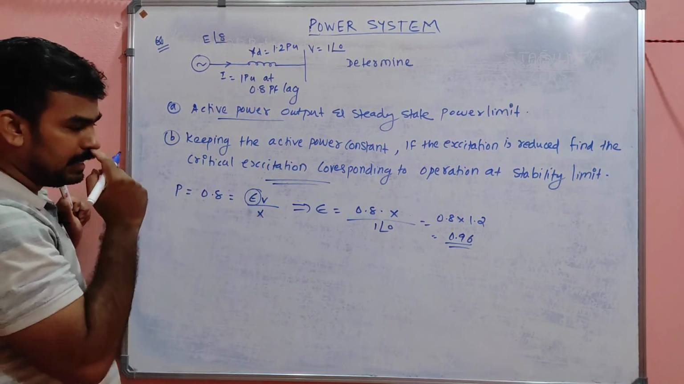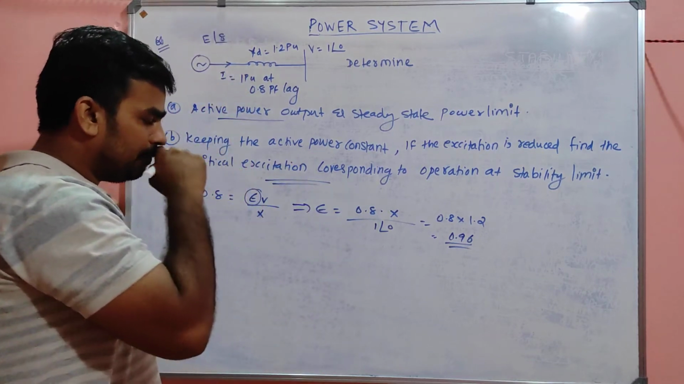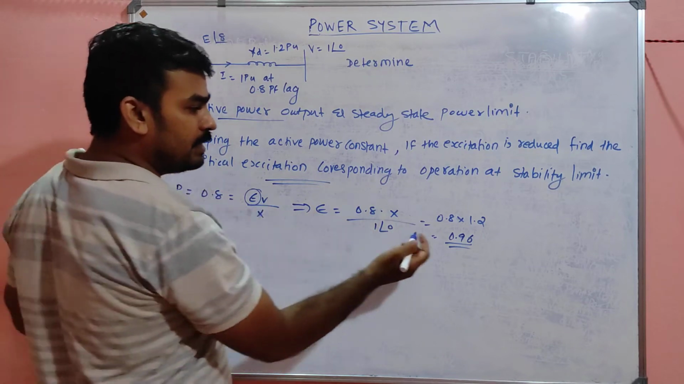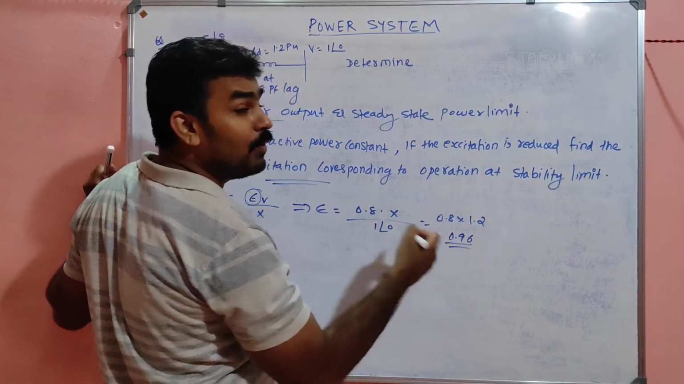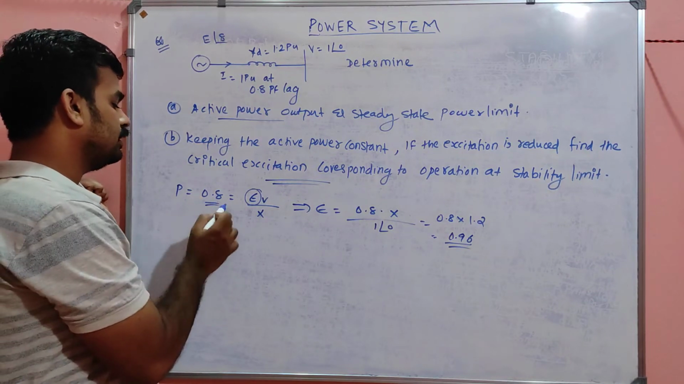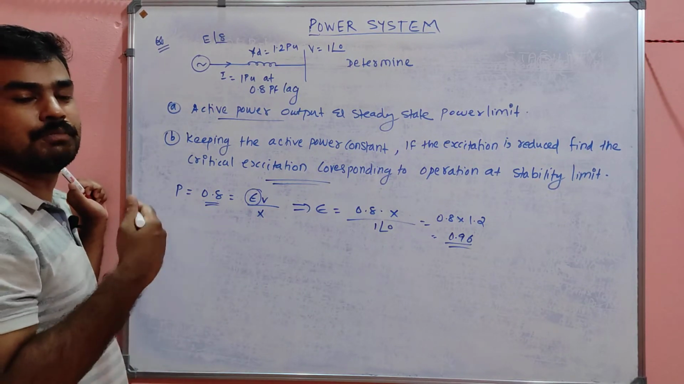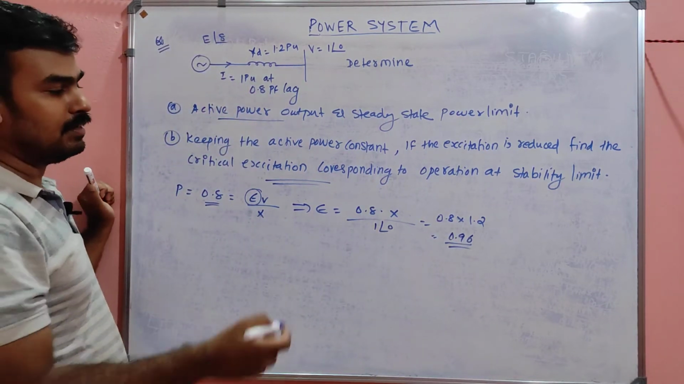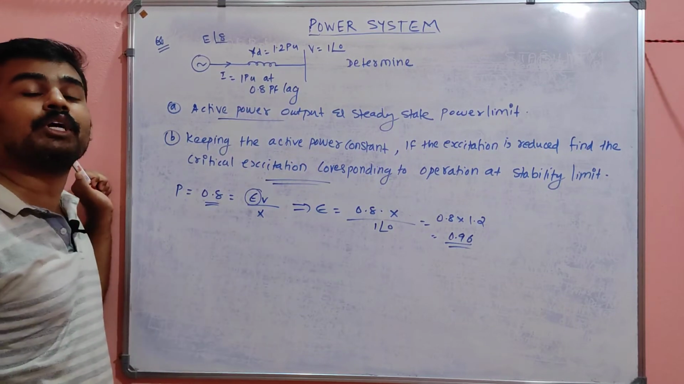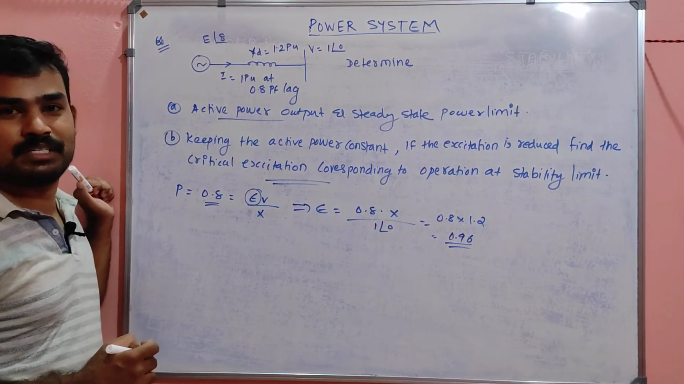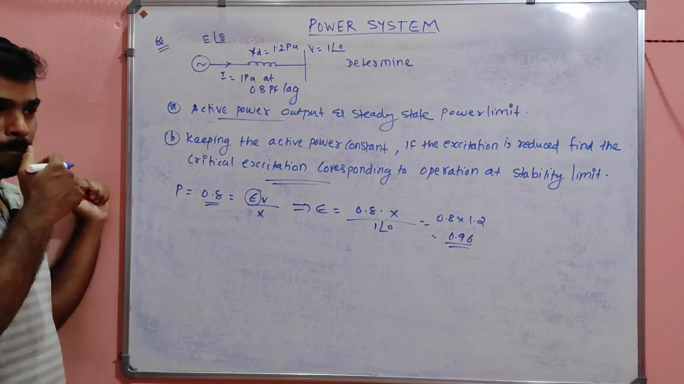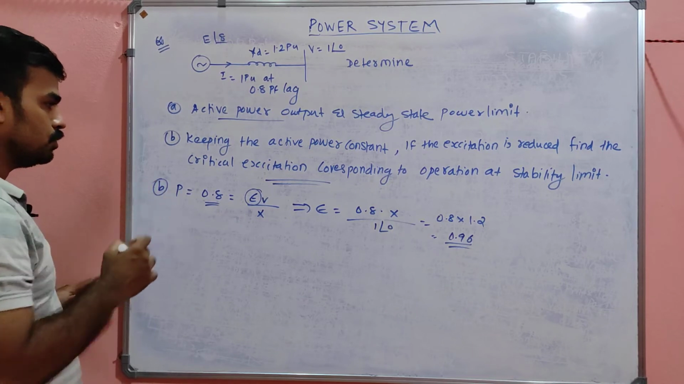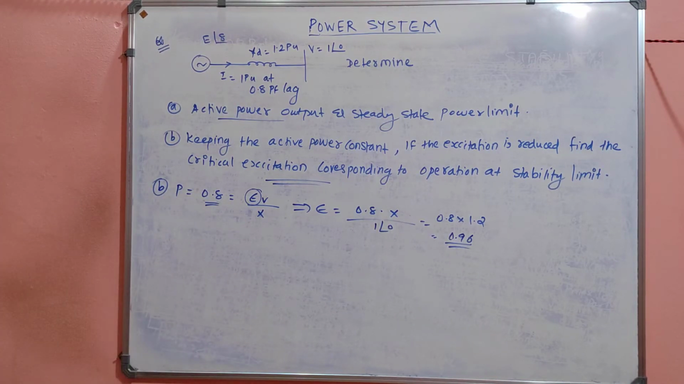So you got the value of E now. See the beauty. Initially E was 1.9 something. In the expression you got 1.9 something. So we reduced that from 1.9 to 0.96. If you have to make the active power 0.8 per unit, you have to reduce the excitation to 0.96 from 1.94 something. So that was the conclusion. Is it clear, my dear? So that is the answer for the question number B.